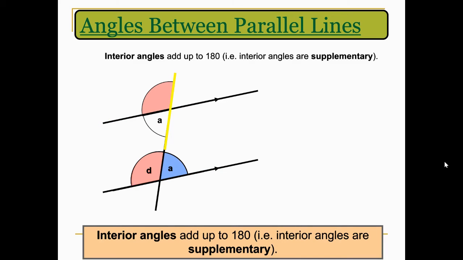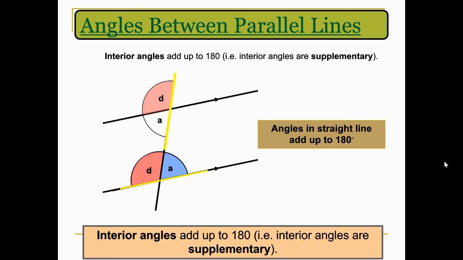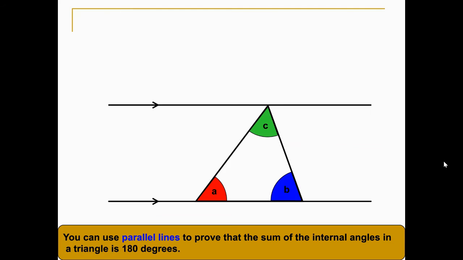If you have two angles that are put together to form a straight line like you see in the picture, that means that angle A and angle D are supplementary to each other. If you add them together, they equal 180 degrees. So A plus D equals 180 degrees.